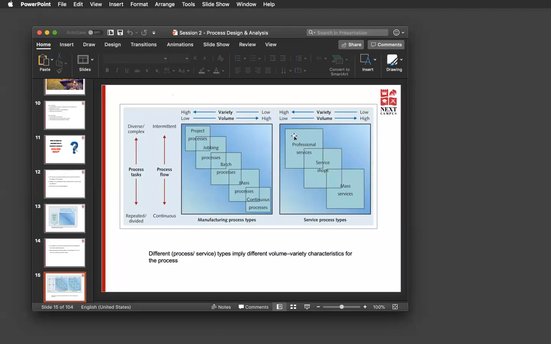That's for professional services. Likewise, on the other end of the spectrum, you have mass services. Now, in a mass service, again, your service will be continuous. Now, let's look at some examples of this.